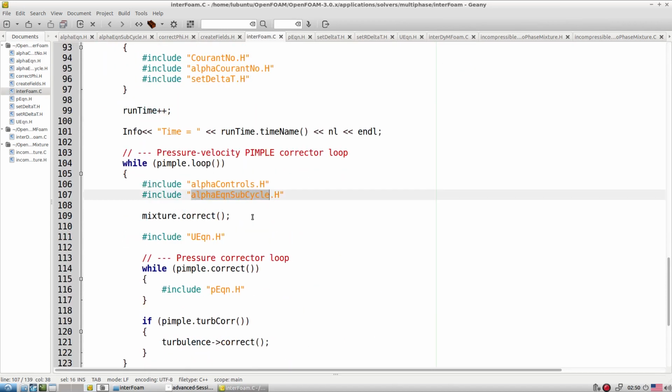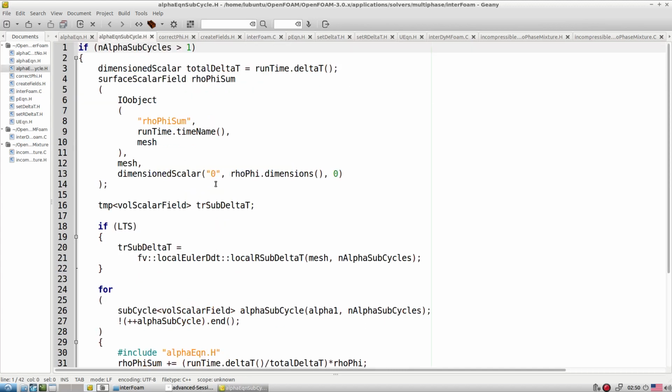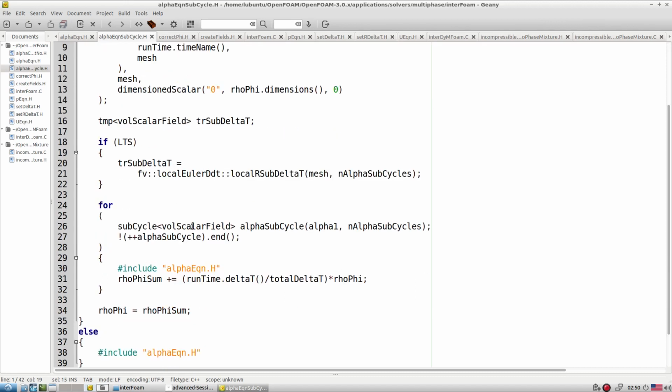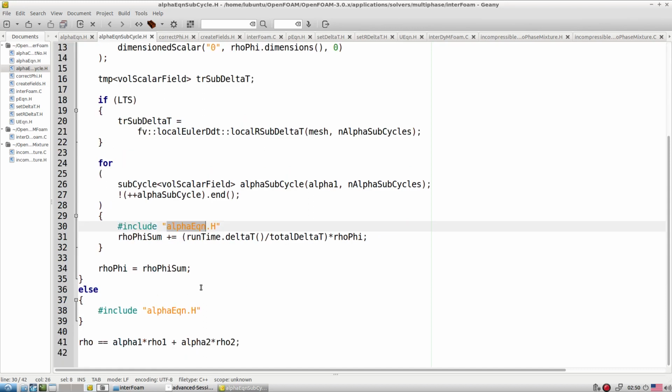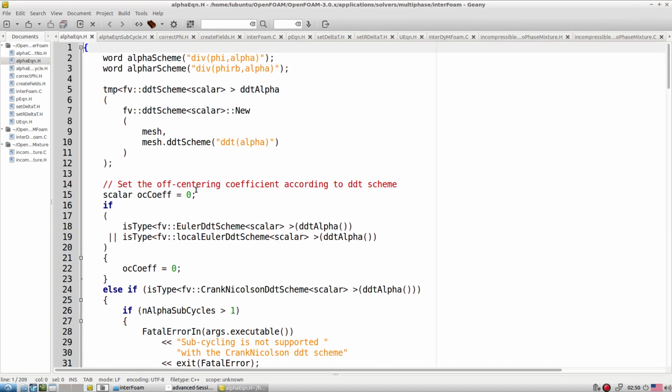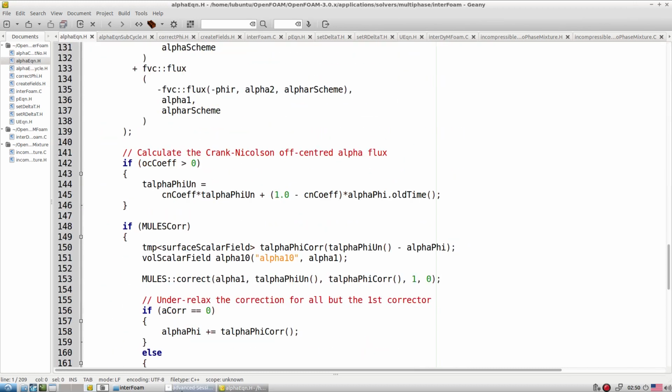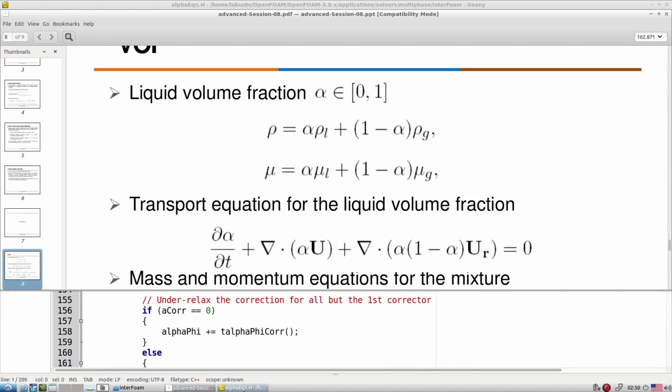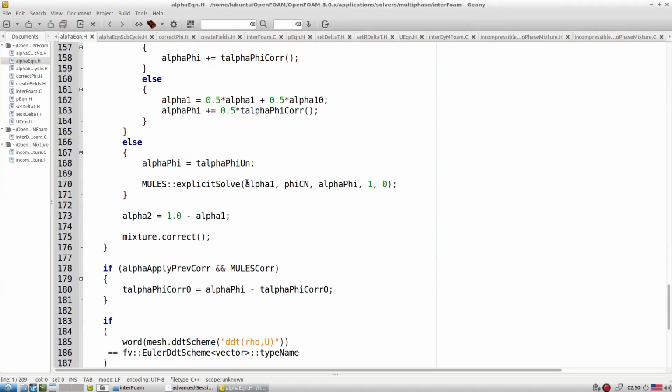Then alphaEqnSubCycle.H. Let's go there, alphaEqnSubCycle.H, and here we have a different way to treat the alpha. Based on the number of cycles we specified from the solver part, it tries to calculate the alpha equation that many times. That is the idea. And here we construct, based on the alpha, the rho quantity that is needed for the Navier-Stokes equations, and from here we call the alphaEqn.H file, in which we are basically solving this equation. That is how it is coded.